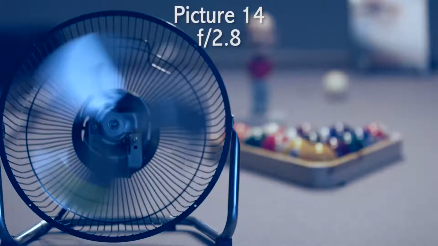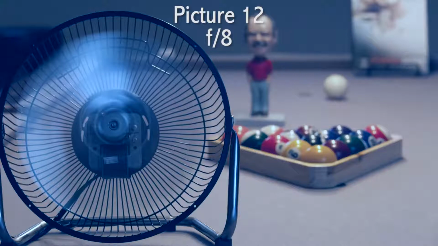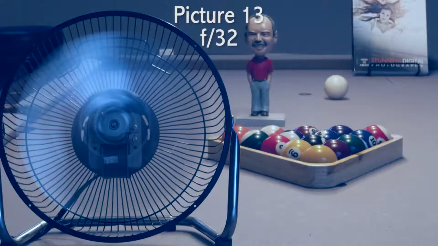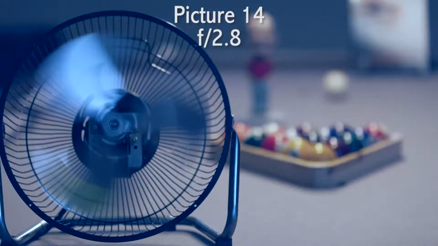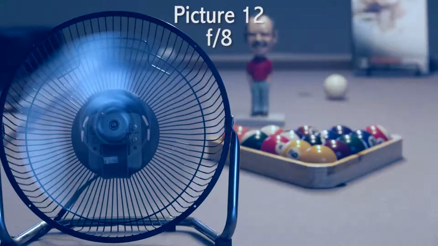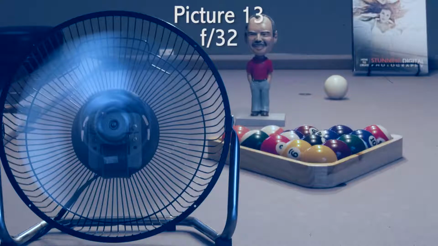At f2.8, that book is completely blurred, and even my dad in the middle is pretty blurry. Now you also notice those fan blades got a little more distinct. That's because the camera chose a faster shutter speed because it was using a larger iris, a larger aperture, which let in more light. And that's how aperture works.